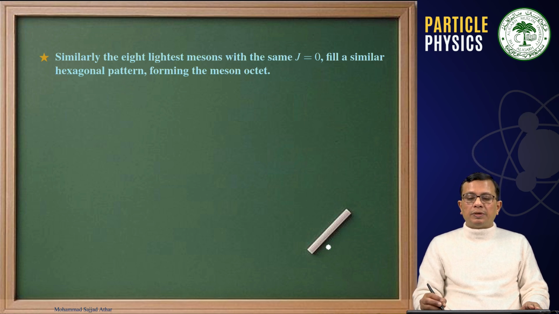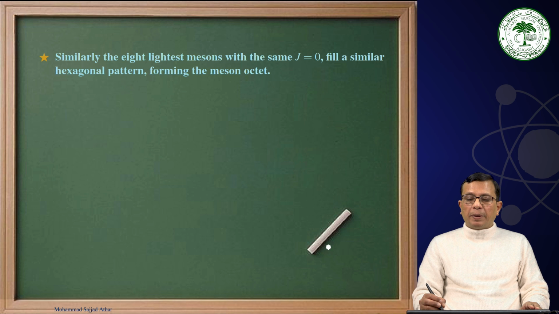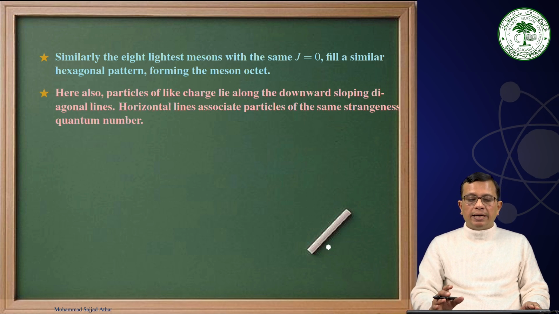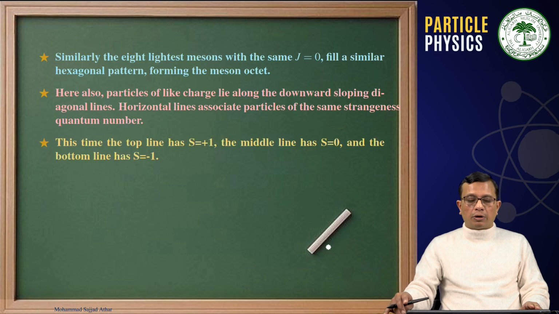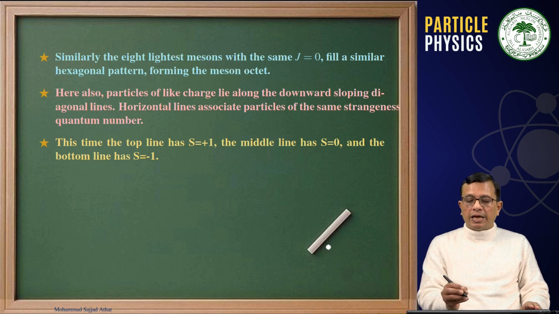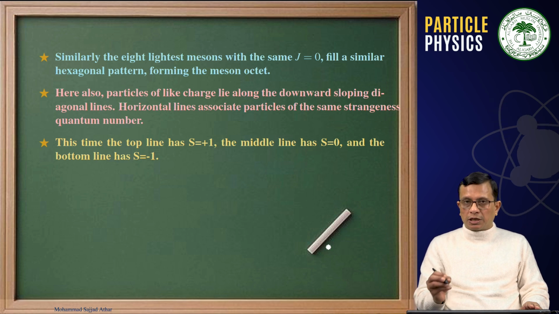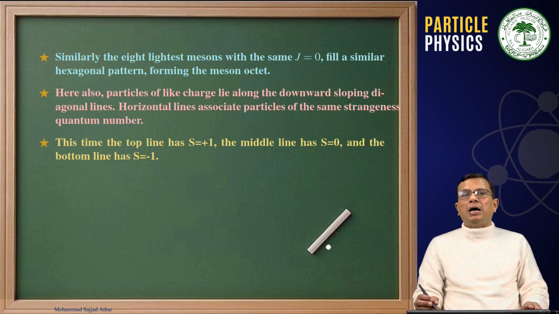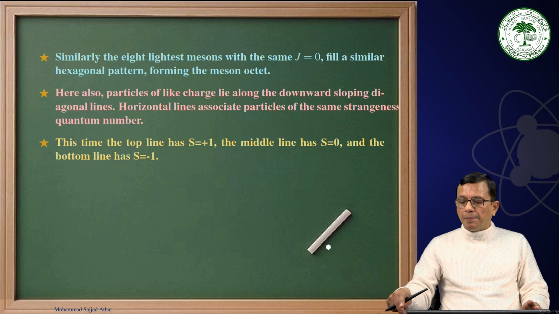Similarly, the 8 lightest mesons with the same spin, that is spin 0, with odd parity, fill a similar hexagonal pattern, forming the meson octet, 8 particles, which we have discussed earlier. And here also horizontal lines associate particles of the same strangeness quantum number, and the charges lie along the downward sloping diagonal lines. This time the top line has strangeness plus 1, as we have shown, K plus and K 0, and the central line has strangeness 0 particles, pi plus, pi 0, eta 0, and pi minus. And then we have strangeness minus 1 particles, K 0 bar and K minus.